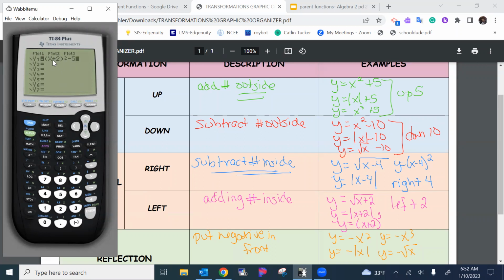So this +2, since I'm adding to the inside, tells me that it's going to be moving to the left 2 spaces. The -5, since I'm subtracting a number on the outside, means it's moving down 5. So when I go to look at the vertex of my quadratic, instead of being at the 0, 0 mark, it's going to be moved to the left 2 because of the +2, and it's going to be moved down 5 because of the -5. And if I graph it, that's exactly what happened. It moved to the left 2 and down 5.